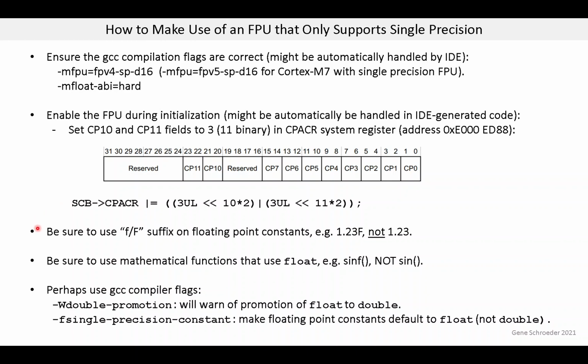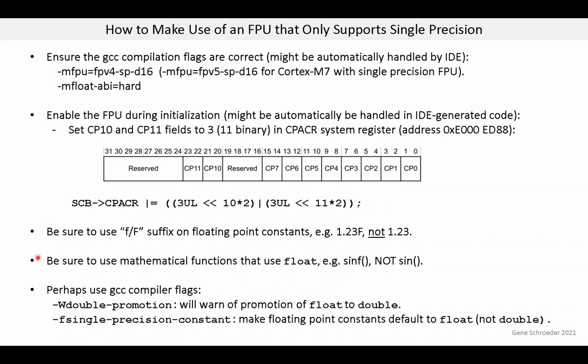The next thing is you want to be certain you use the F suffix on floating point constants. So in other words, write 1.23F, not just 1.23. That's important because if you don't do that and you use these constants in calculations, the compiler is probably going to be generating code to convert everything to doubles in order to do the calculation, and you don't want that. And you won't be using the FPU.